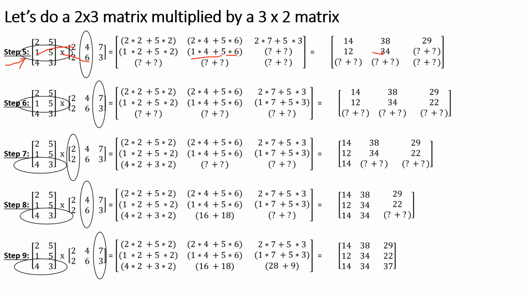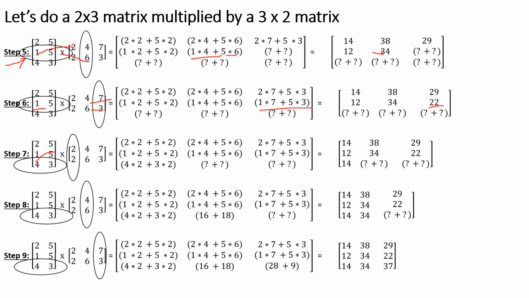Second row, third column, 1 times 7 is 7. 3 times 5 is 15. And that's 15 plus 7, which is 22. So we've gone all the way through that. We've done everything in the first row. We have done everything in the second row, all three columns. Now we do the third row through the first column.